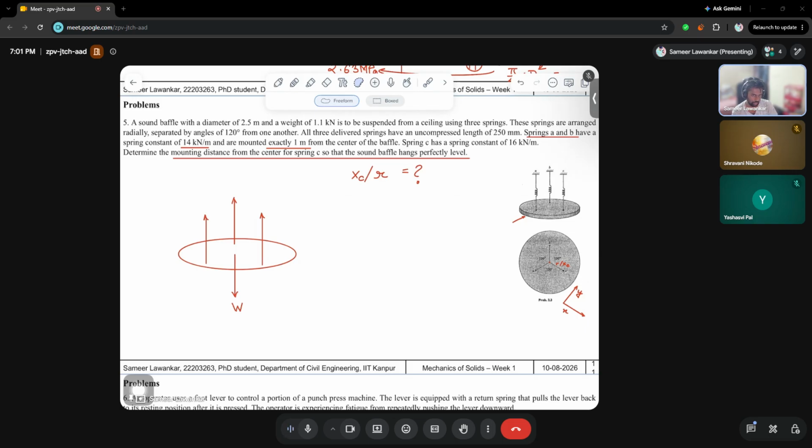Just the value of spring constant is the same for two of them, and for the third it is different. And the complete summation of forces is nothing but due to the weight. So weight is basically pulling it down, and the exertion of force is basically pulling it up.